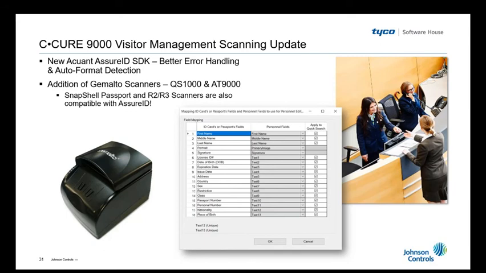I also wanted to note that the Snapshell Passport, both the R2 and R3, all those scanners will continue to be compatible with the new Assure ID SDK, but there will be a licensing charge per hardware device as you migrate over to this new platform. That's really just for them to be able to maintain the updated libraries and any bug fixes and items like that that will come in the future.